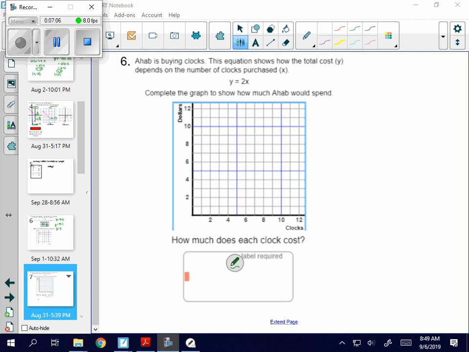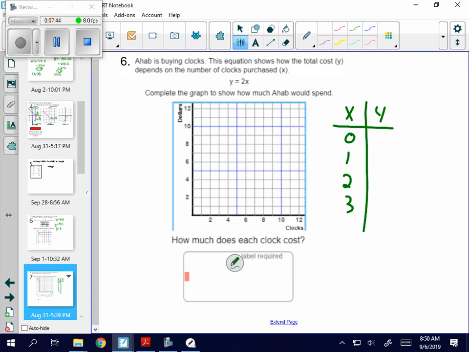So when you get more math and they have a problem like number 6, I want to show you something you might need to do on your own scrap paper. Ahab is buying clocks. This equation shows how the total cost, y, depends on the number of clocks purchased, y equals 2x. Complete the graph to show how much Ahab would spend. So we need to make a table of values. Can he buy negative clocks? No, he can't, but he could buy 0 or 1 or 2 or 3. Get as many values as you think you need, and now we just plug those in.